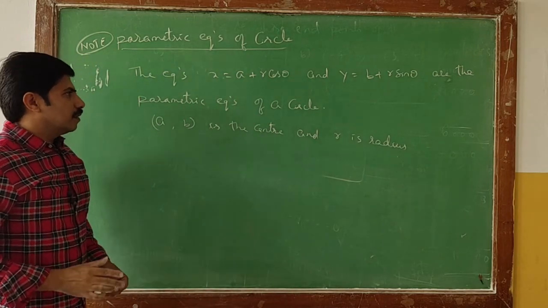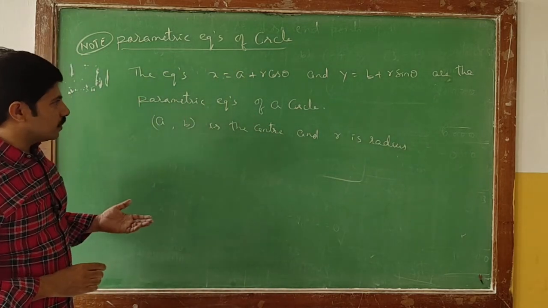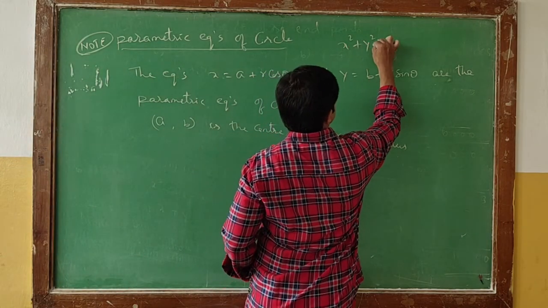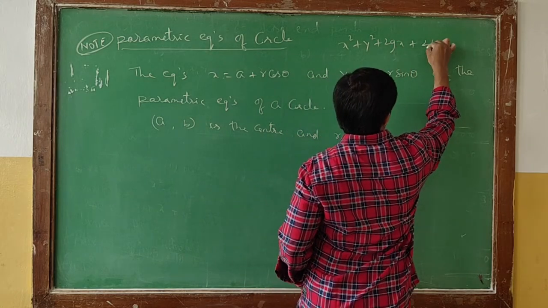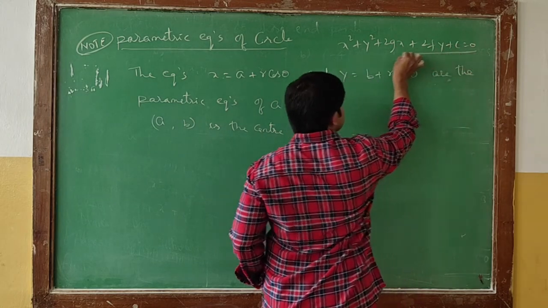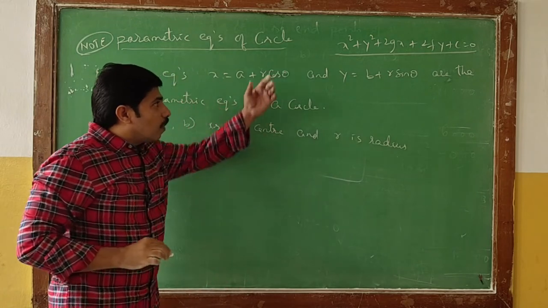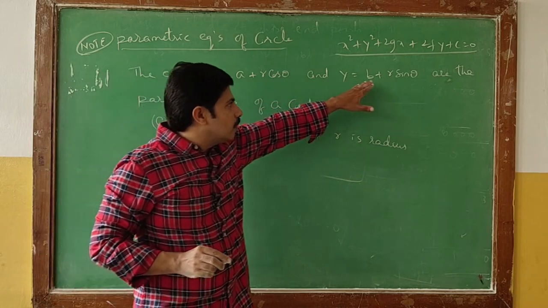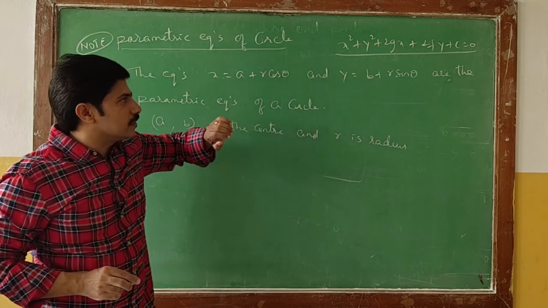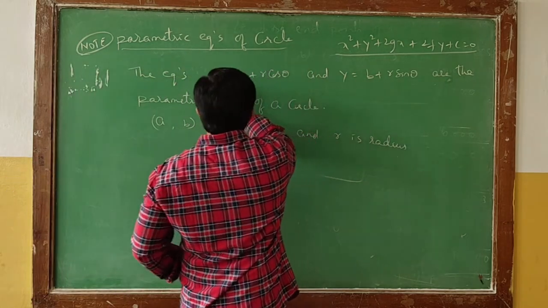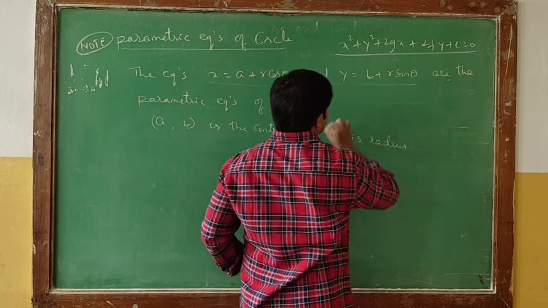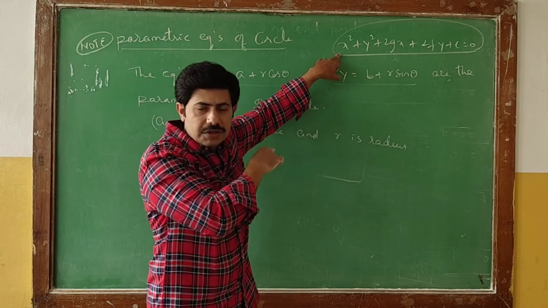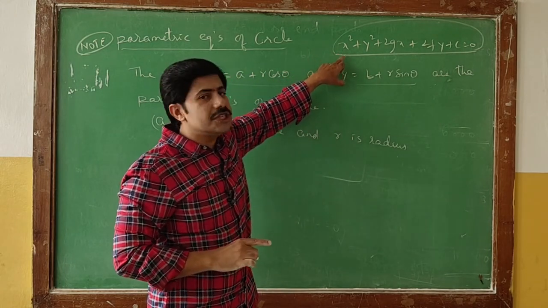See now, we have different kinds of equations of a circle. We have the general equation, x square plus y square plus 2gx plus 2fy plus c is equal to 0. This is the equation of a circle, but what is this form called? Now we are saying x is equal to a plus r cos theta, y is equal to b plus r sin theta are the parametric equations of a circle. This is also an equation of a circle, but we say it is parametric. And this one is the equation of a circle in Cartesian form.